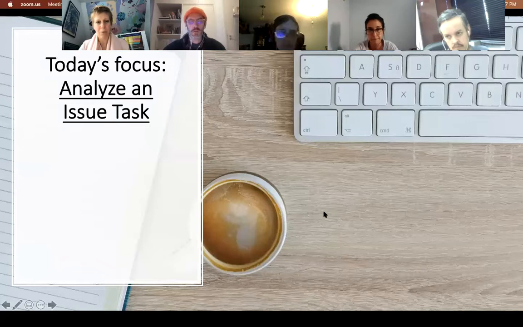So what I thought we could do today is look at a couple different examples of the analyze an issue task, okay? Just so you have an idea of what it even looks like, right? And then work with a partner just to simply answer some questions and to see if you can analyze or think about how you would start to answer this question, okay? And I'll show you what I mean.